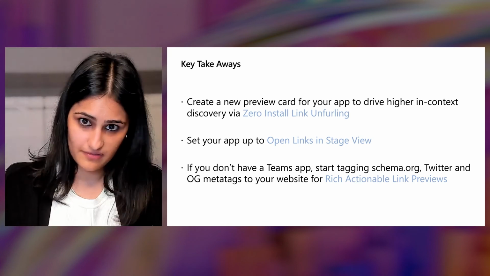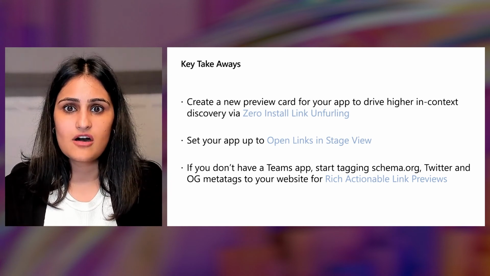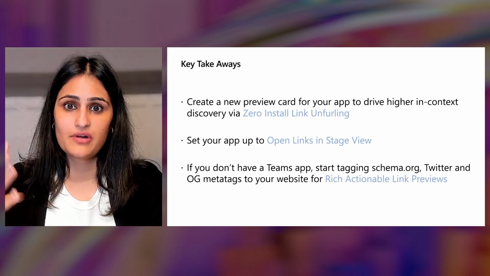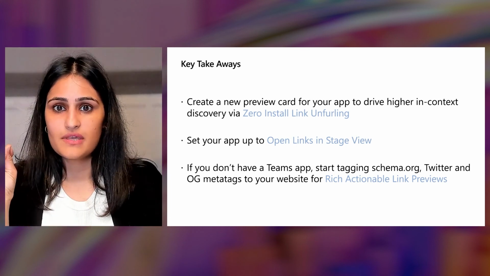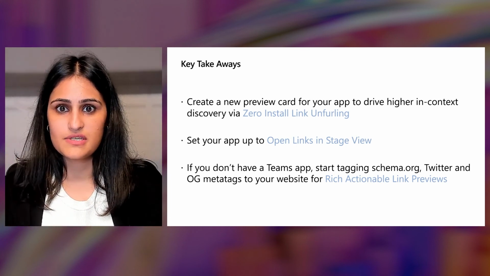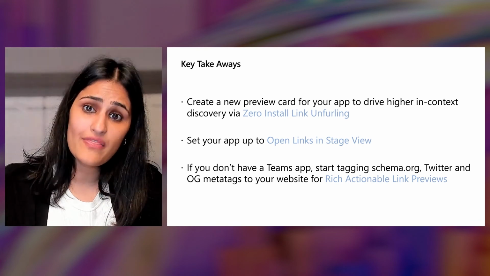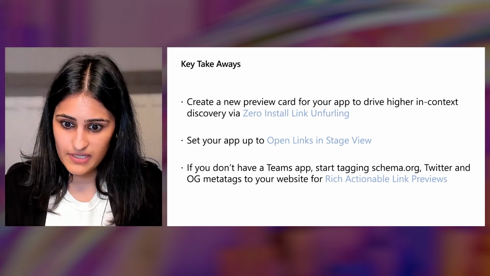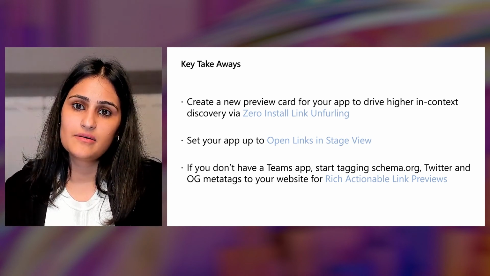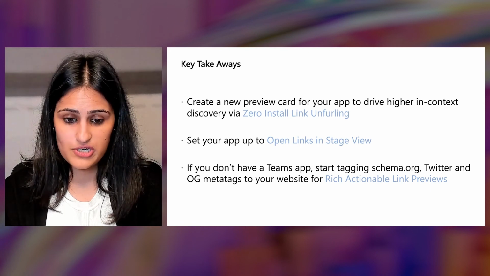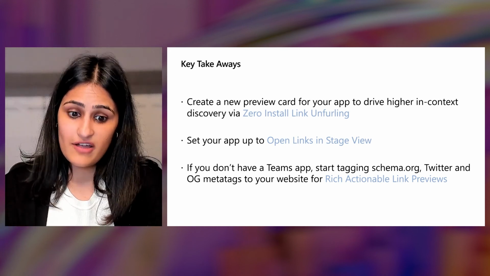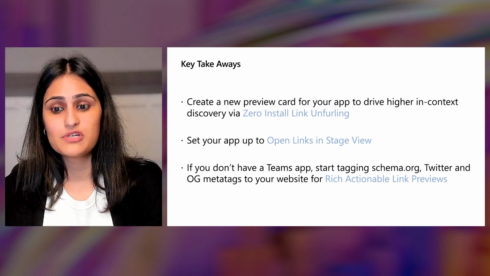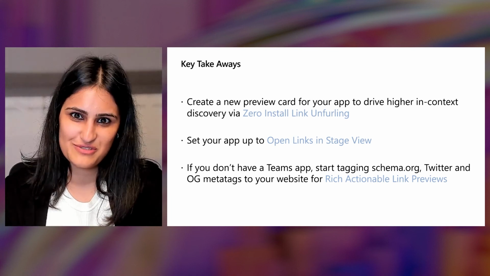That's zero-install link unfurling. The second is set your app up to open links in stageview if there are scenarios where your app has to open something up where the users can review content. And then the third is, if you don't have a Teams app yet, or if you don't do link unfurling yet, start taking advantage of schema.org, even Twitter and Open Graph meta tags on your website, and we'll start to use those to create rich, actionable link previews for users in Teams.